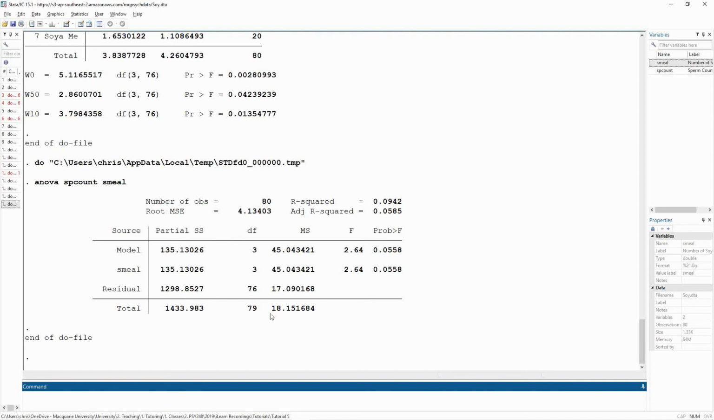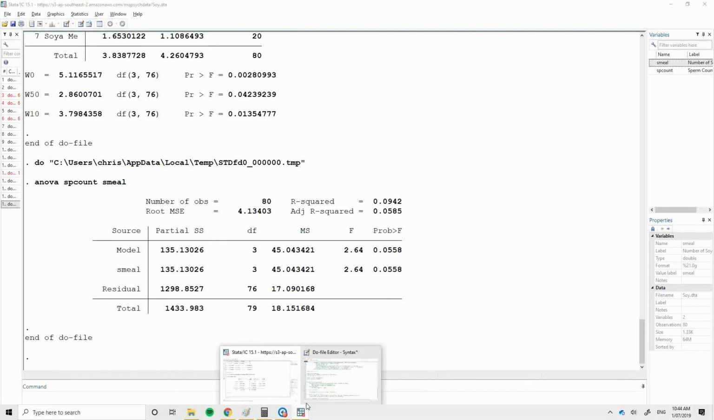Now my total is simply how many people across my entire study can have as many values as they like without affecting the mean for my entire study. And that is effectively your entire sample size minus 1, 80 minus 1, in this case gives us 79.